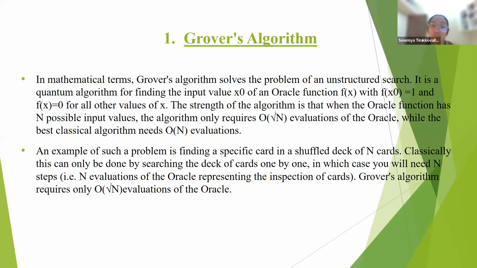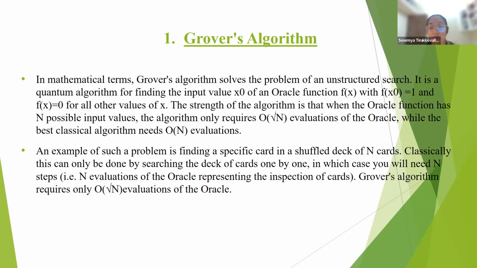One such algorithm is Grover's algorithm. In mathematical terms, Grover's algorithm solves the problem of unstructured search. It is a quantum algorithm for finding the input value x0 of an oracle function f(x), with f(x0) equal to 1, and f(x) equal to 0 for all other values of x.